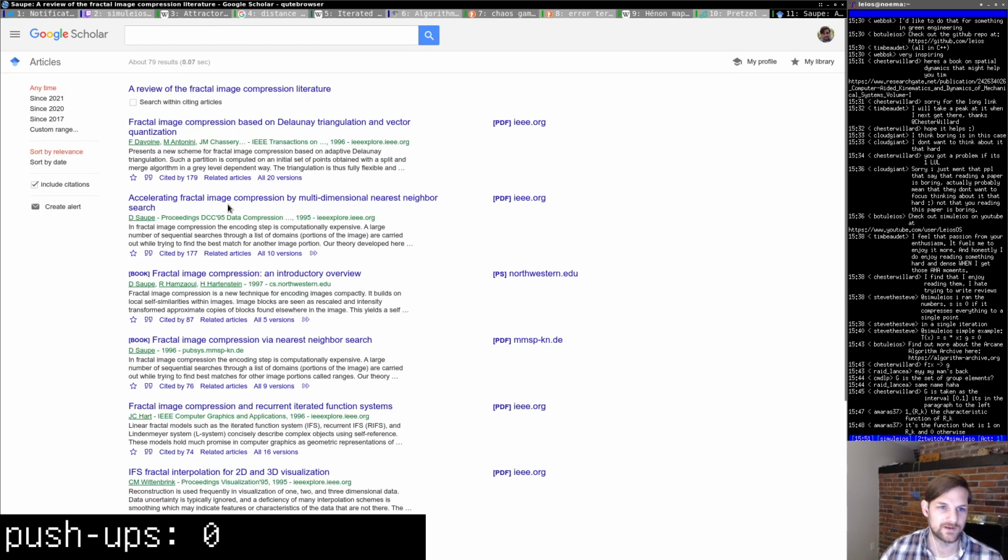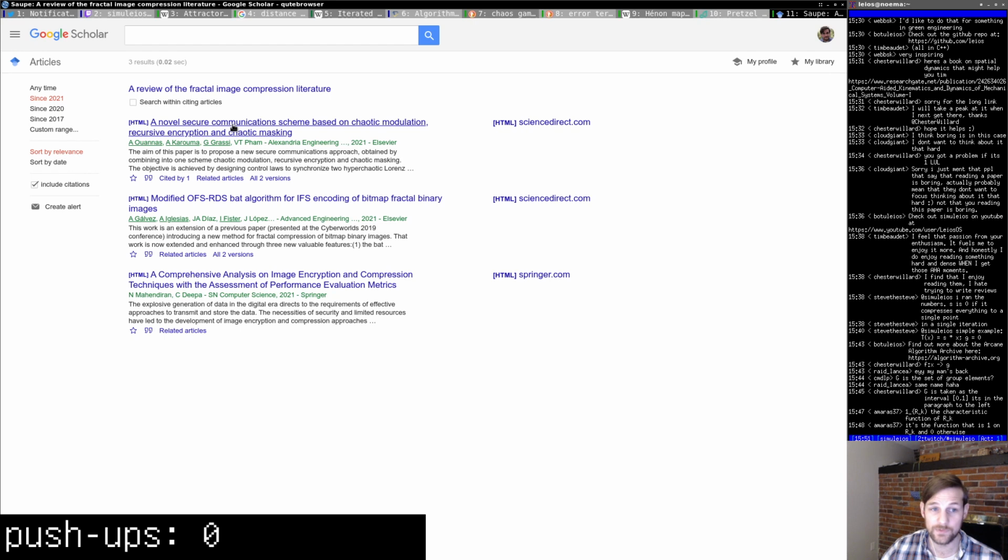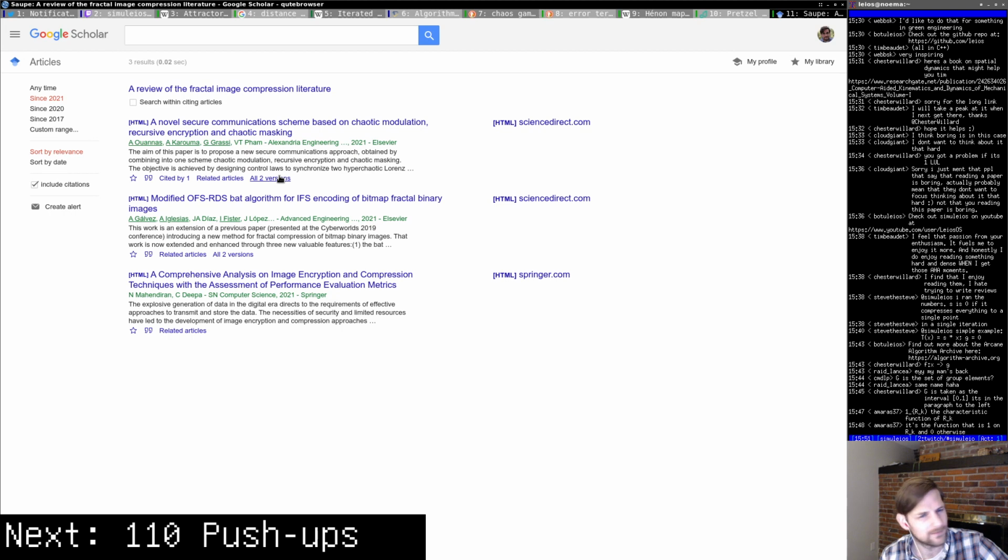Perfect. Cited by 79. Let's see, what is the latest citations? It says 2021. It's actually got 3 citations this year, which is pretty good. Comprehensive analysis of the image encryption and compression techniques with the assessment of performance evaluation metrics, a novel secure communication scheme based on chaotic modulation, recursive encryption, and chaotic masking.